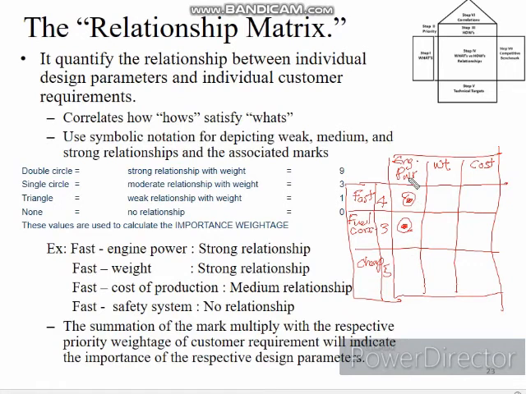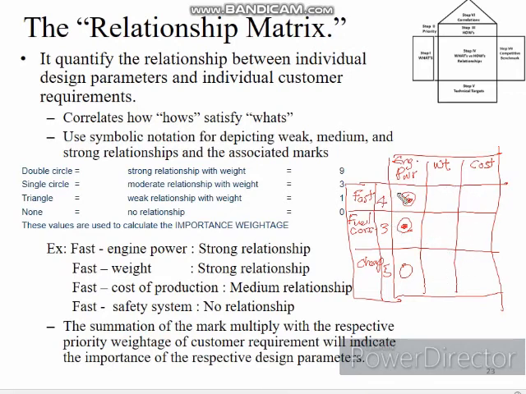And cheap and engine power. Depending on the engine power, it will dictate the cost of the car, but it's only one component of the car. So I'm going to put moderate, which is a single circle like this. We have to do this for all these items.